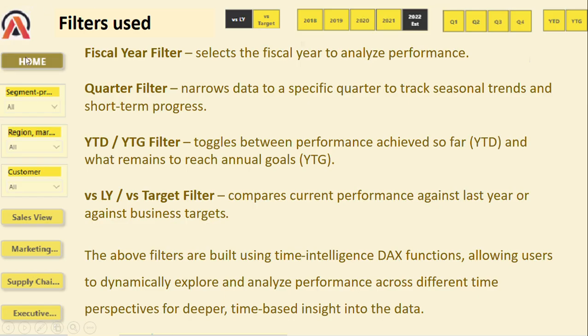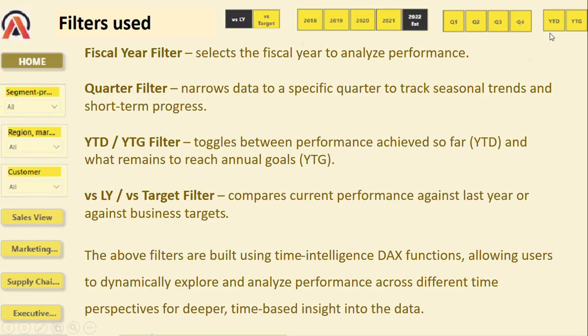In all the dashboards I have used the following filters, which we will discuss. This is the fiscal year filter. You can see 2018, 19, 20, 21. 2022 is the estimated data. Till 2021 it is the actual data. And you can see the quarter filters. Quarter filters will narrow the data to a specific quarter to track seasonal trends.